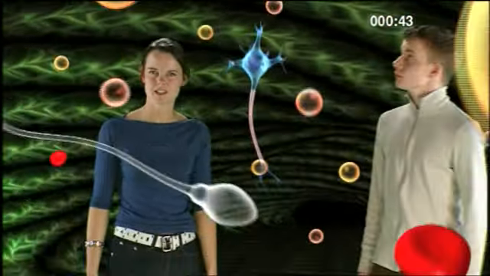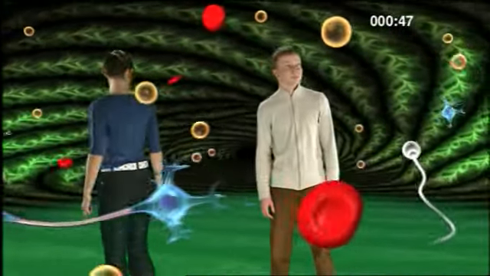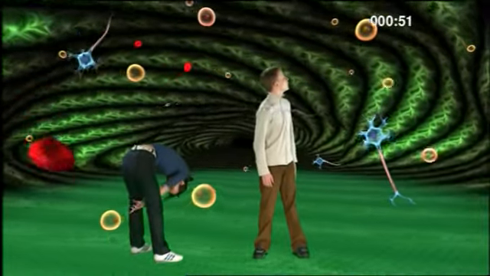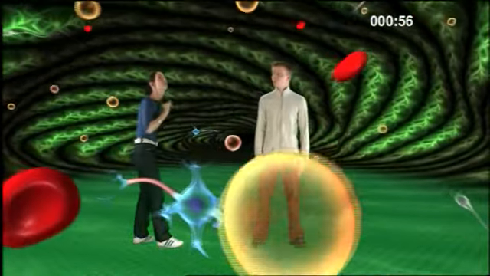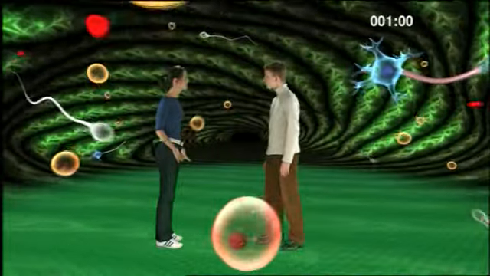Whoa! What on earth are these? They look like jelly beans with attitude. They are cells, the basic structures of life. So what are cells made from? Well, I know. Why don't we build one and find out? Okay, what do we need?